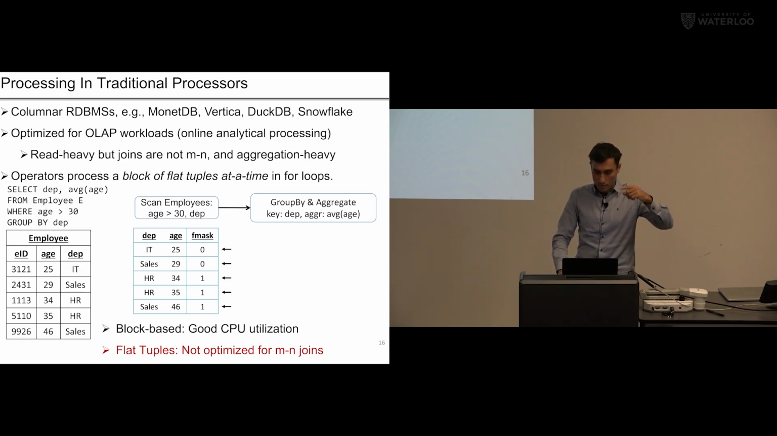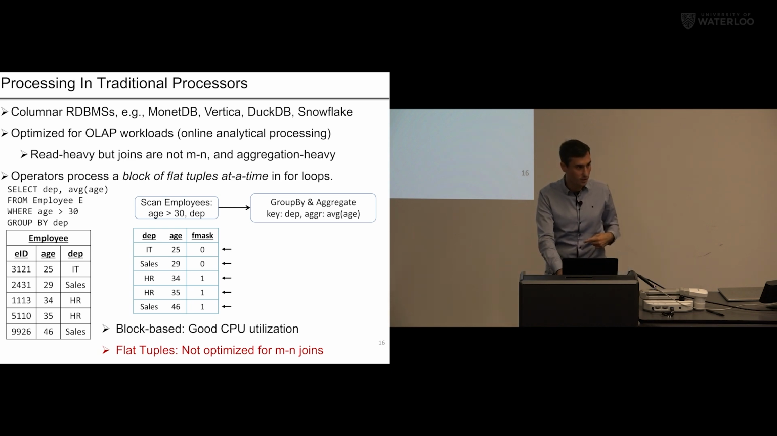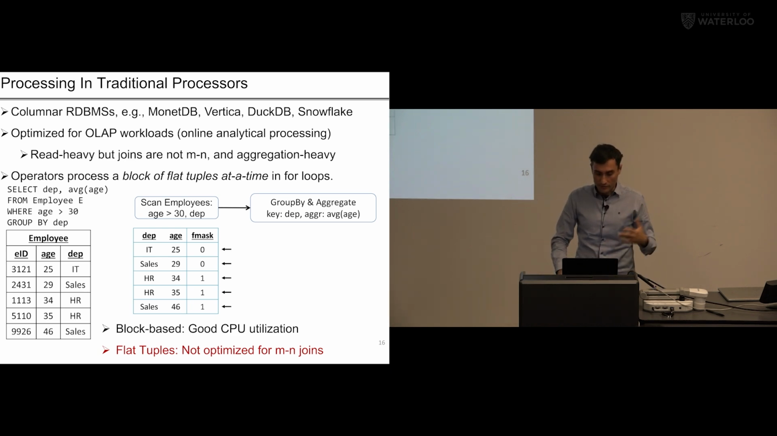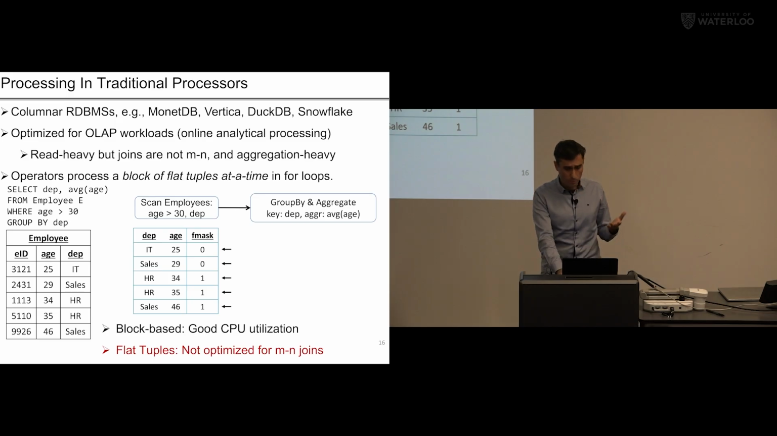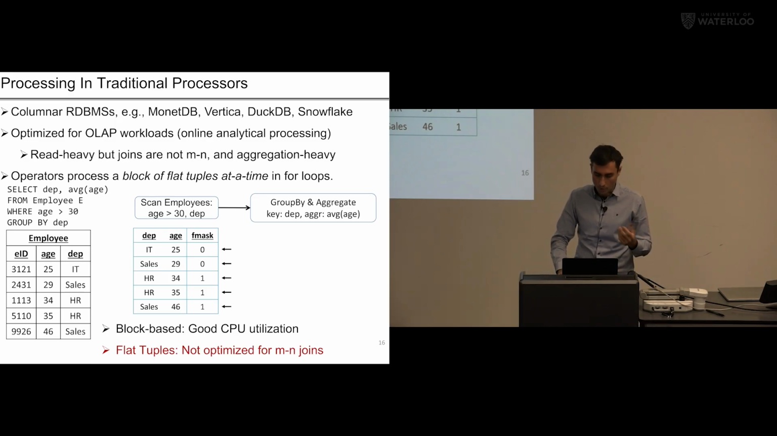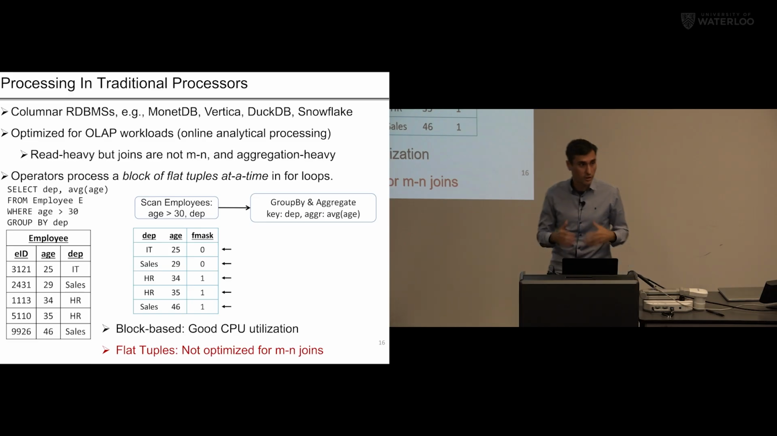And then its job is to identify the tuples that have age greater than 30. So in a for loop, we'll do this and identify the tuples that have age 30, okay? And then this will be passed to the group by and aggregate operator, which will perform its group by and aggregate, right? So this is good. It's very well understood that this is kind of state-of-the-art. It gives you great CPU utilization.